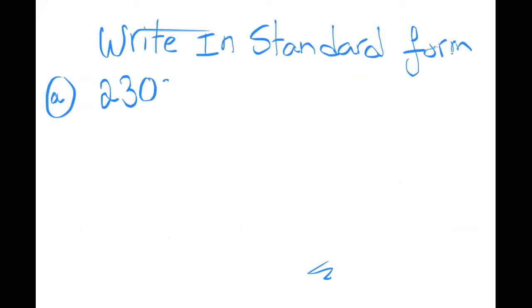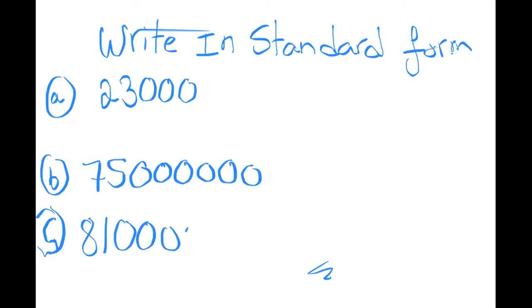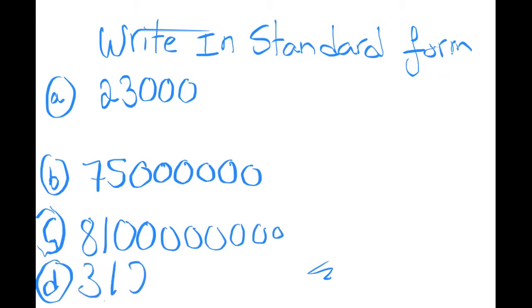$23,000. 7, 5, 1, 2, 3, 4, 5, and 6. 81, 1, 2, 3, 4, 5, 6, 7, 8. And D 3, 1, 2, 1, 0, 0, 0, 0, 0.